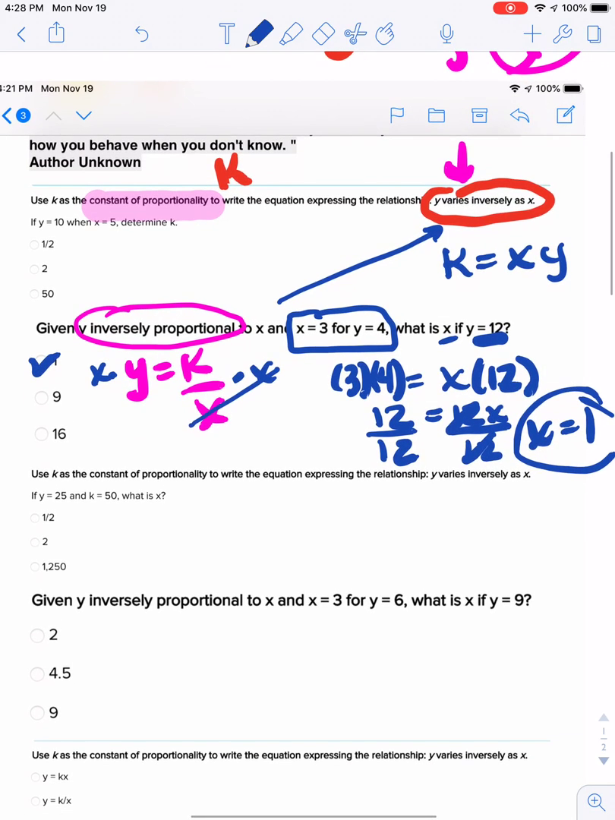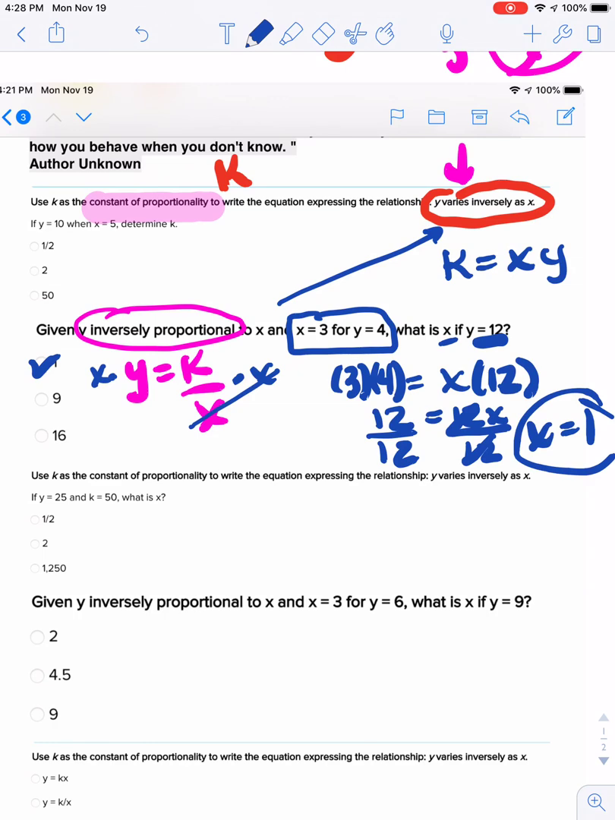Okay, now the next one says use k to write the equation expressing the relationship y varies inversely as x. So I have these two pieces and they want to know what x is. So that means I'm going to start out.